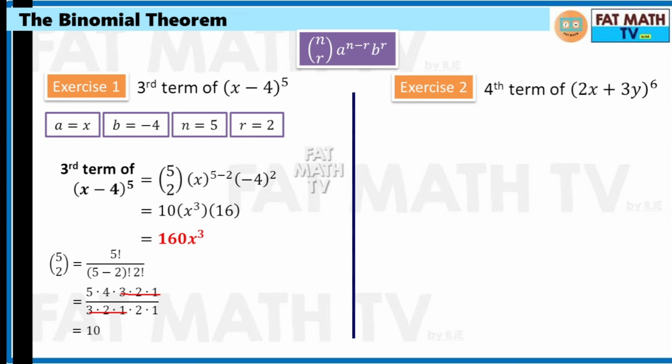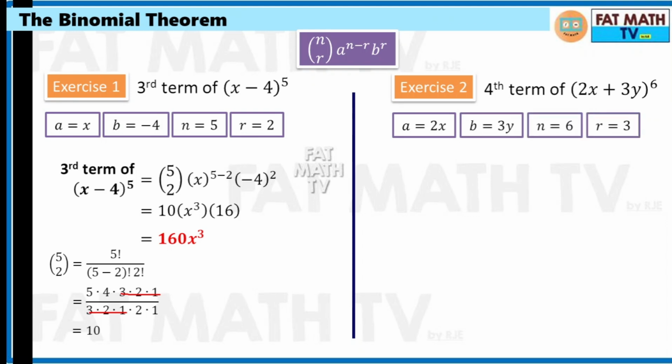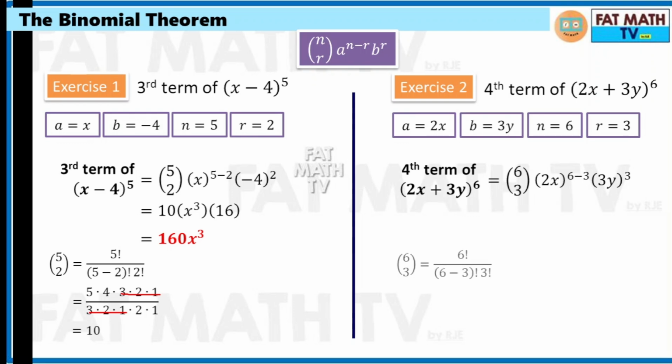Fourth term, you have a equals 2x, b equals 3y, n equals 6, and r equals 3. Okay, plug them in to the formula. You will get 6 choose 3 times 2x raised to 6 minus 3 times 3y raised to 3. 6 choose 3, or 6 taken 3 at a time, you will have 6 factorial over 6 minus 3 factorial times 3 factorial. 6 factorial, 6 times 5 times 4 times 3 times 2 times 1, over 6 minus 3 is 3 factorial, that's 3 times 2 times 1. And for this one, that's 3 times 2 times 1.